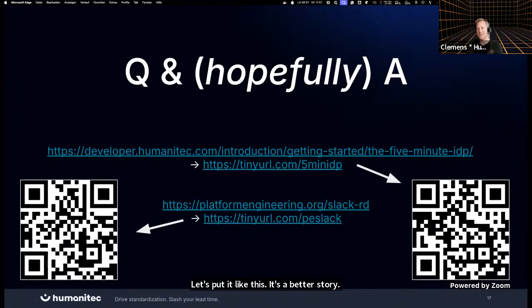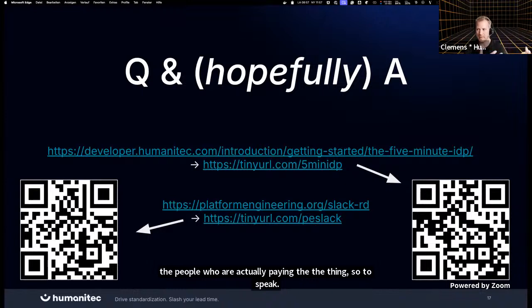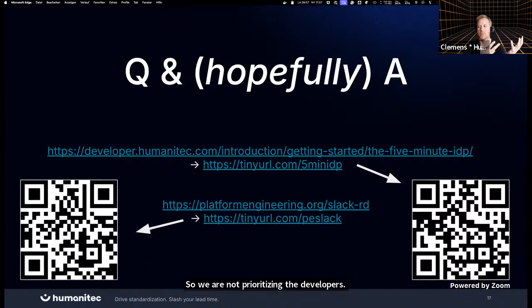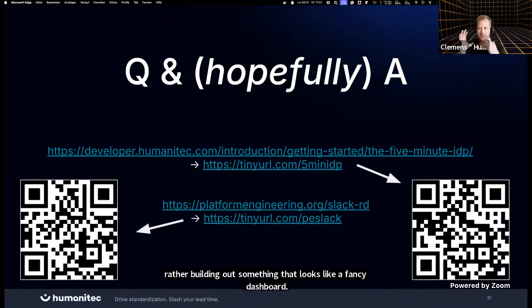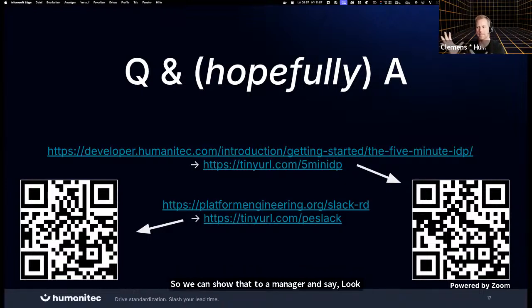And I would always say start from the back end first, because we usually tend to prioritize something that shows we are actually doing something and we have something available. And most of the time, we do not prioritize the people who are actually paying the thing, so to speak. So we are not prioritizing the developers who need the platform to achieve the job, but we are rather building out something that looks like a fancy dashboard. So we can show that to a manager and say, look, I have actually achieved something already.